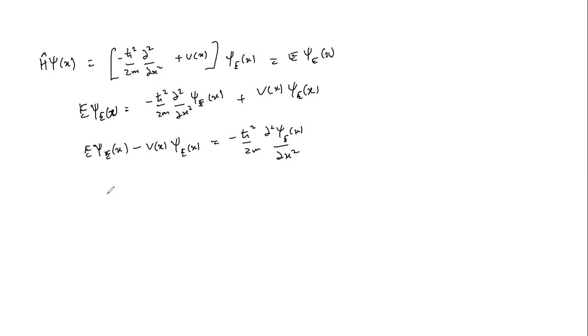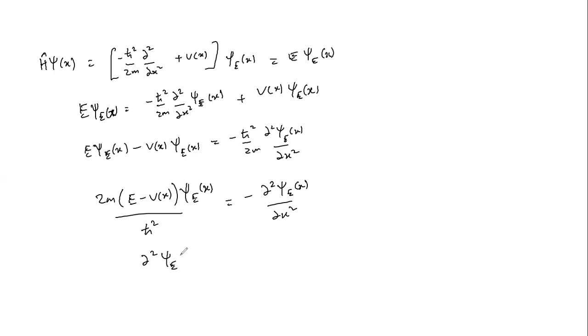Then we have 2m into bracket E, since they are common, that will be E minus V(x) ψ(x) divided by ħ² equals negative d²ψ(x)/dx², such that d²ψ(x)/dx² is the same as negative 2m (E minus V(x)) over ħ² ψ(x).